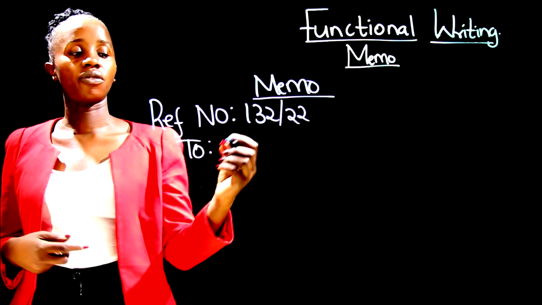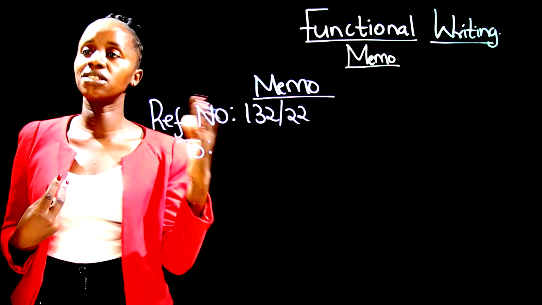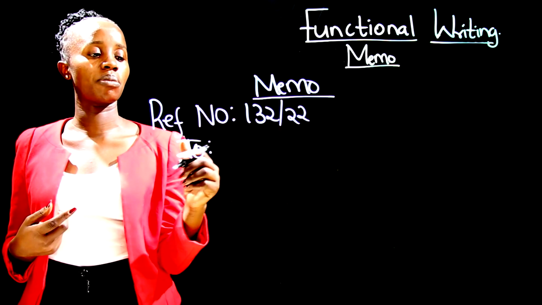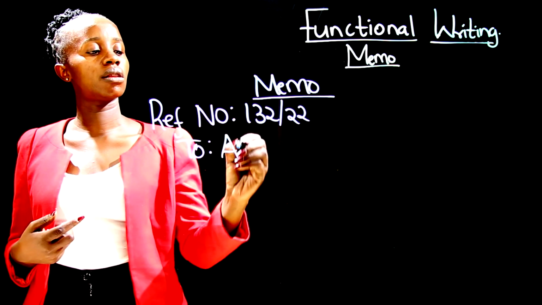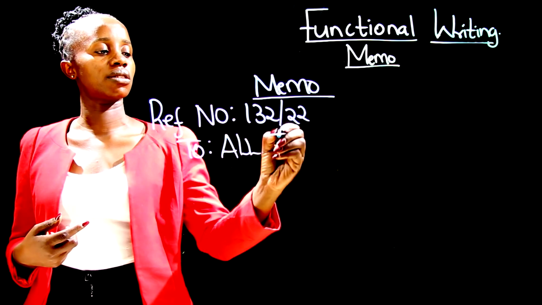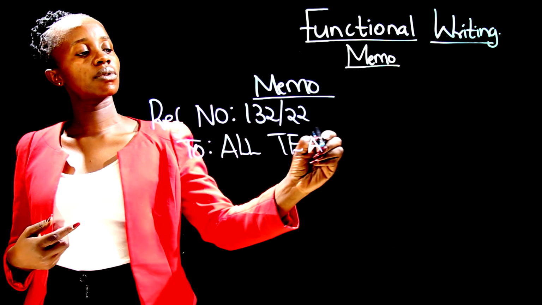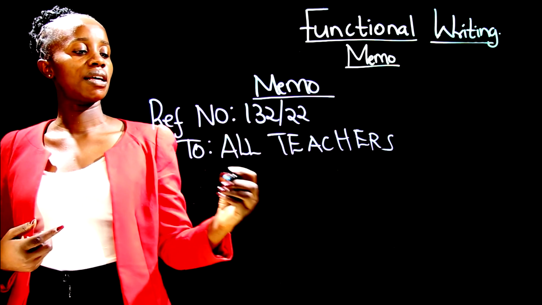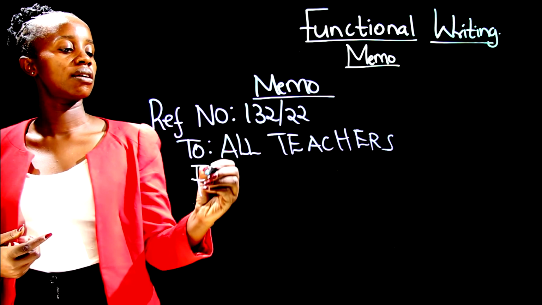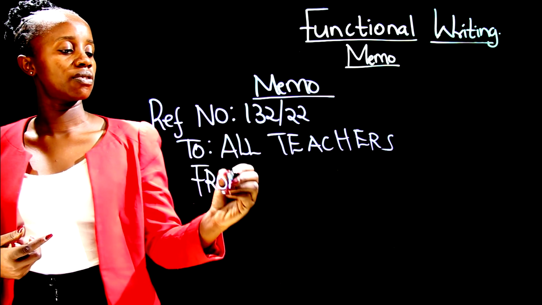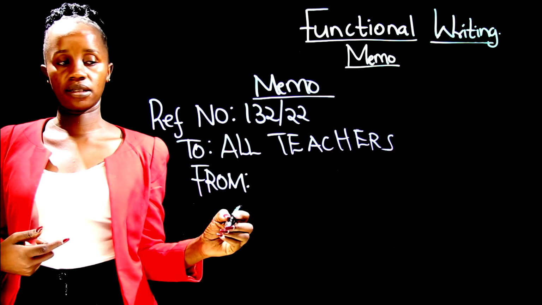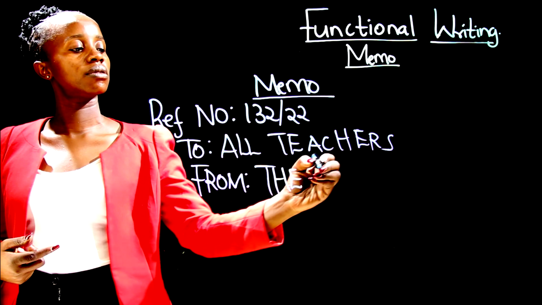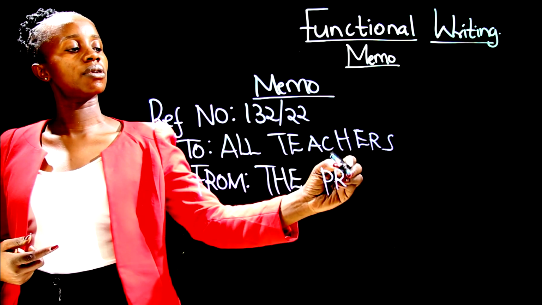Then you will write "To", who is receiving. For example, I'm the principal, so all teachers in the school will be receiving this memo. So I'll say "All teachers". The next one is "From", who has written it: the principal, the head teacher.